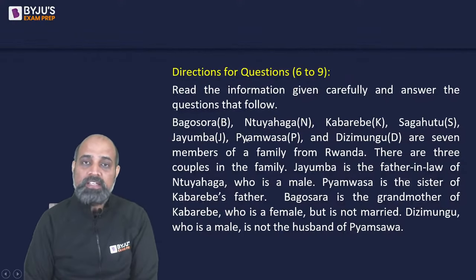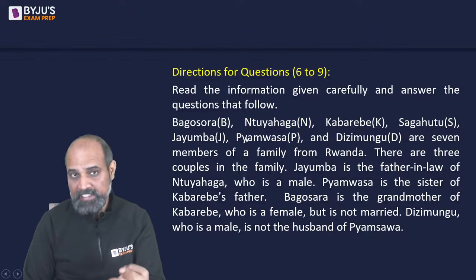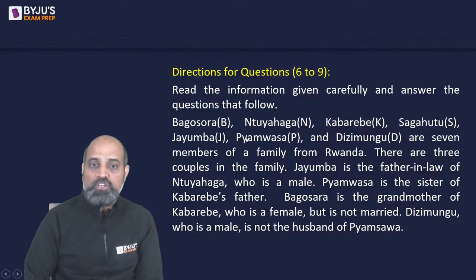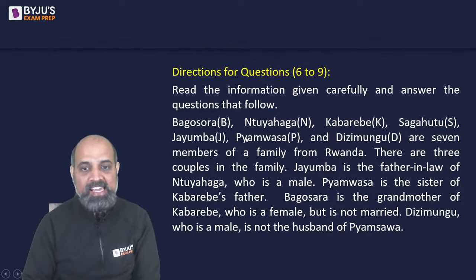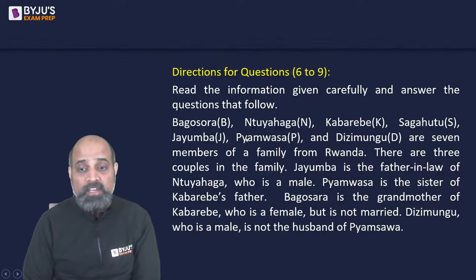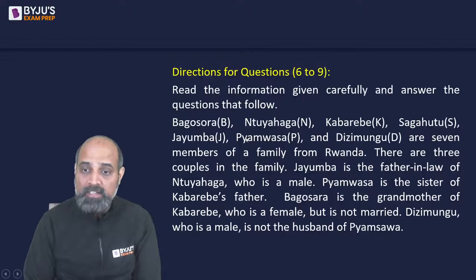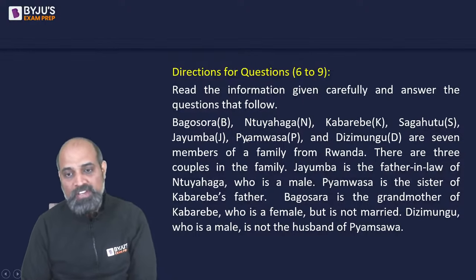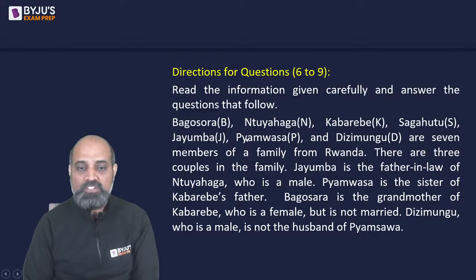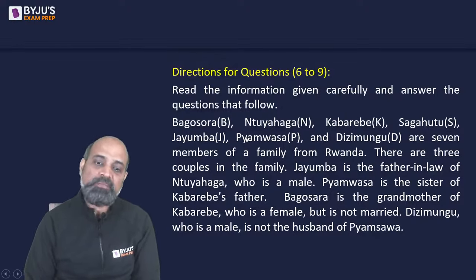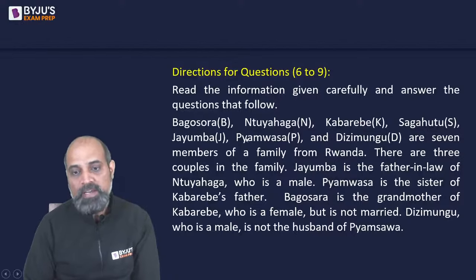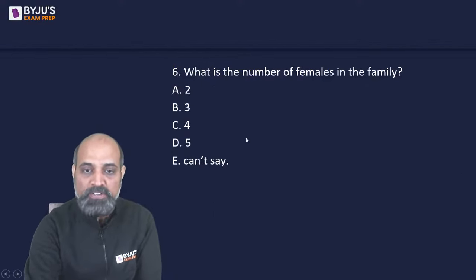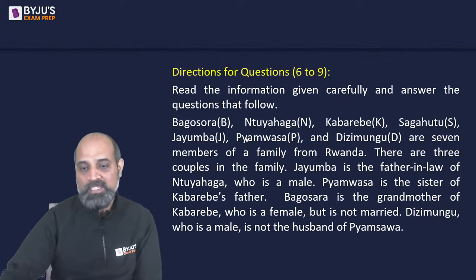Okay, the next one is a set, questions 6, 7, 8, 9. There are four questions. So we have B, N, K, S, J, P, D. We have a total of seven members in the family. There are three couples in the family. J is the father-in-law of N, who is a male. P is the sister of K's father. B is the grandmother of K, who is female but is not married. D is male, is not the husband of this. So what is the number of females in the family?